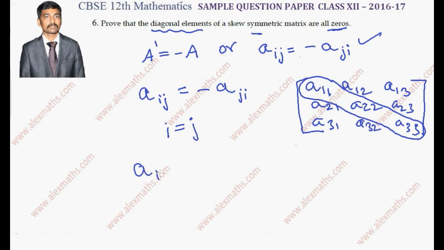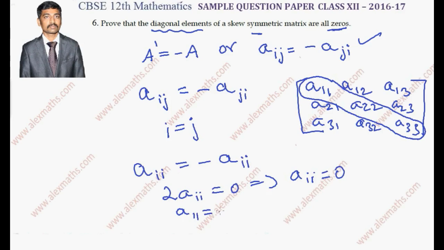So replacing all the j as i, Aii equal to minus Aii I will get. That means 2Aii equal to 0. That implies Aii equal to 0. It means A11 is 0, A22 is 0, and A33 is also 0. That shows that all diagonal elements are 0 in a skew symmetric matrix.